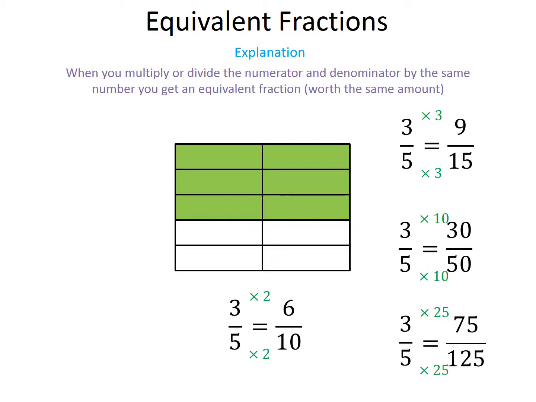When you multiply or divide the numerator and the denominator by the same number, it has to be the same number, you get an equivalent fraction. You get another fraction that's actually worth exactly the same amount, even though the numbers are different.